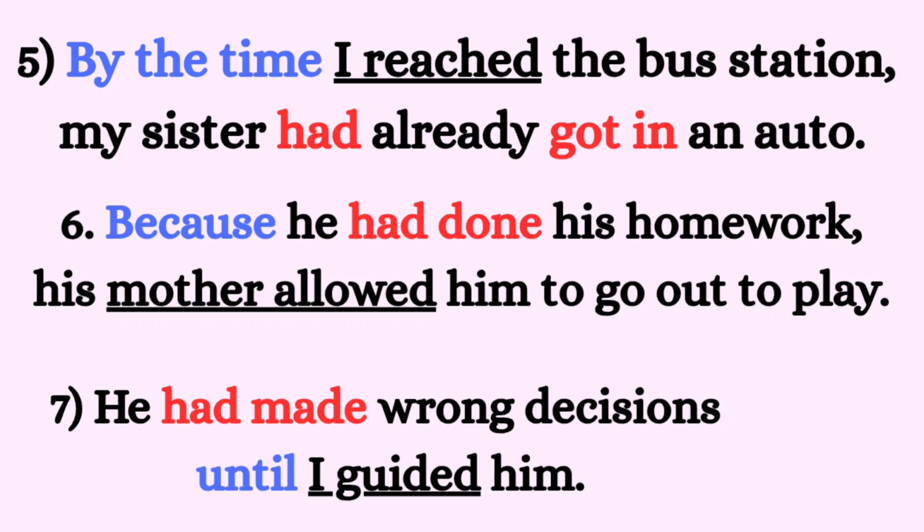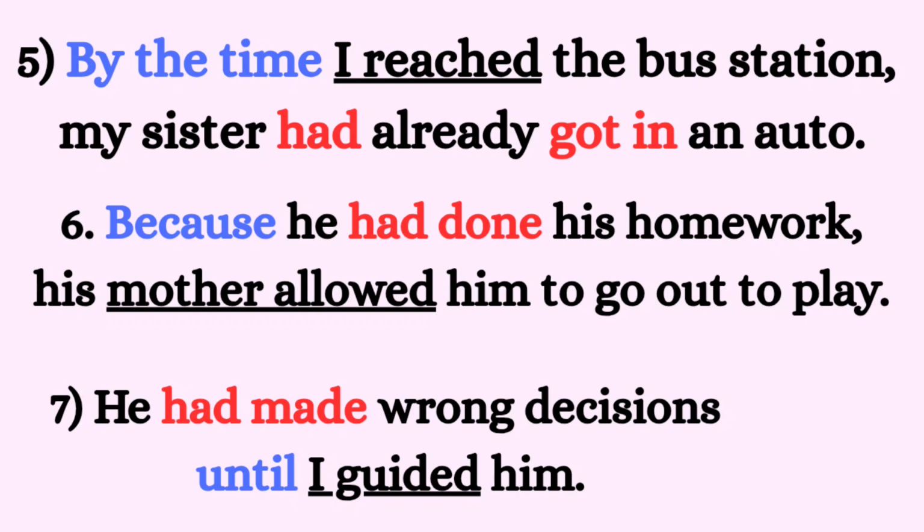Look at the final example. He had made wrong decisions until I guided him. Here the first happened action was he had made wrong decisions, until after some time, until I guided him. I guided him. This was the second completed action. I hope this is clear.